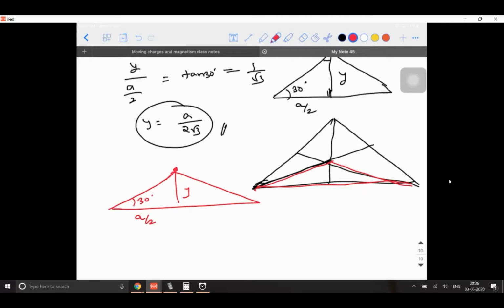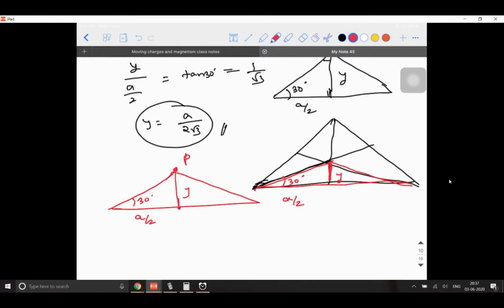Because I want to know this distance, I want to know the perpendicular distance from the conductor to the point where I'm calculating the field, the point centroid. So I need only this distance. This distance is y, this distance is a by 2, this is 30 degrees. Here, somebody told they have a doubt.